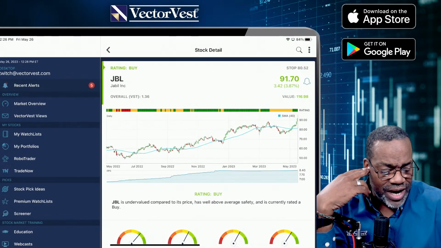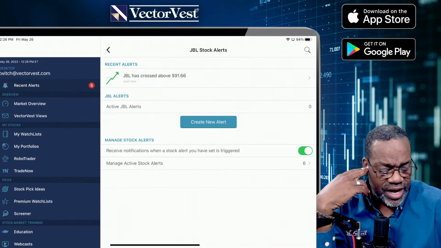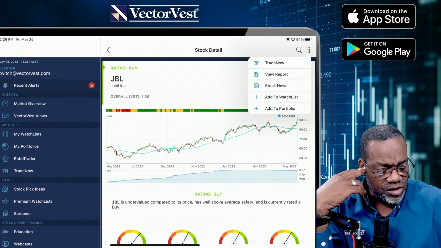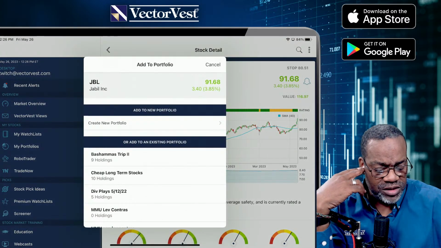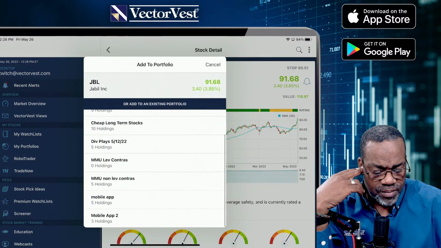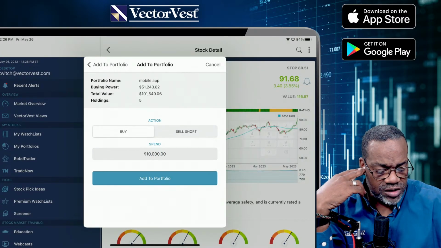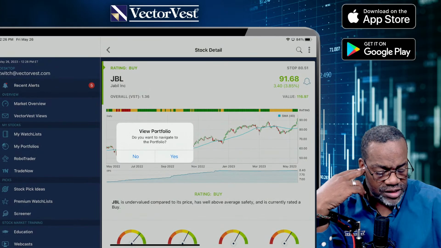View the stock. I'm going to add this. It hit my stop, my price. I'm going to add that to, oops, hit the 3 dots. Add that to the portfolio. Let's put this as a more expensive stock. I'm going to put it into my mobile app one, which is my $100,000 portfolio. $10,000. Add to portfolio. And yes, I want to take a look.